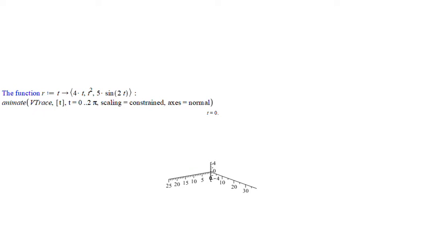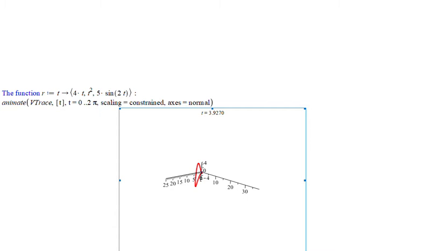And here's the last one that we'll take a look at. This is 4t, t squared, and 5 sine 2t. And here's the function. We'll draw it again. All these documents are available in Maple if you want to experiment with these things.